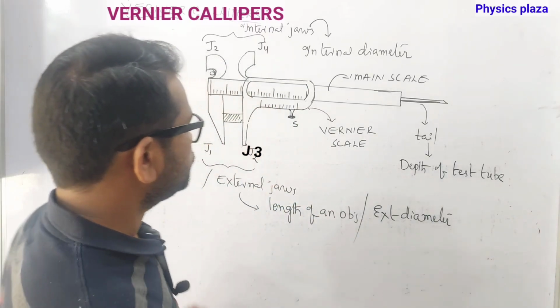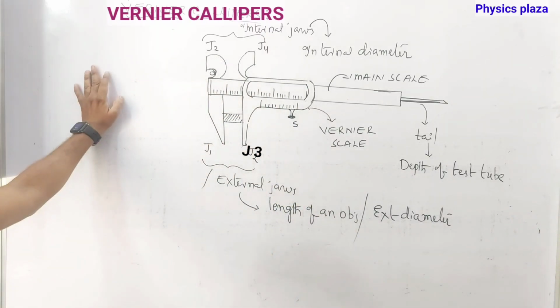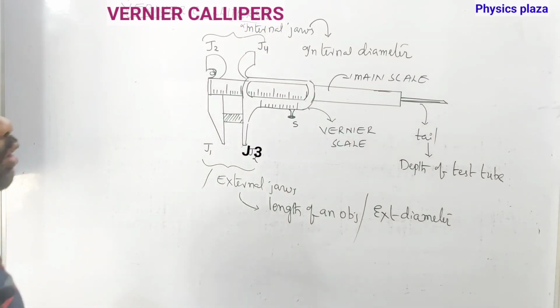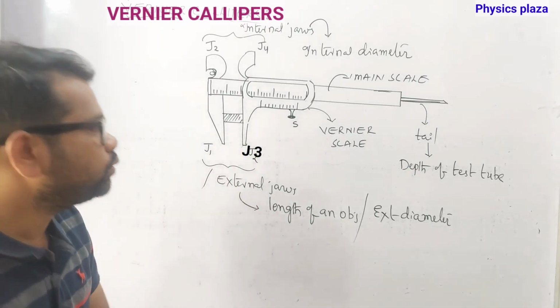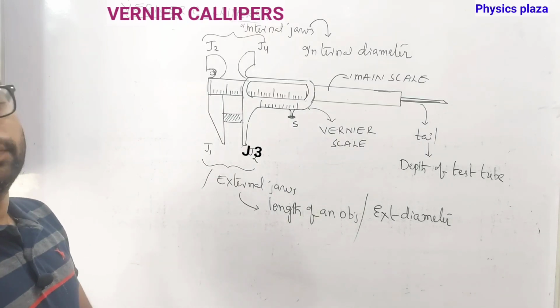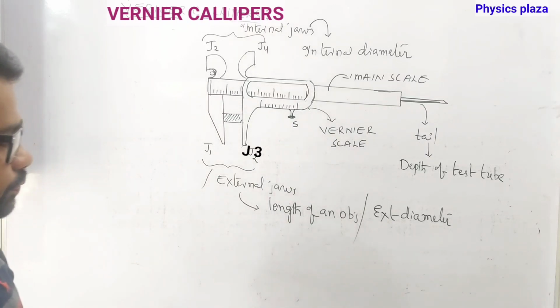Is it clear? So try to make a rough diagram of Vernier calipers, children. Now we will discuss what the formula is and how to take the main scale value and how to take the Vernier scale value. Okay children, just copy it.